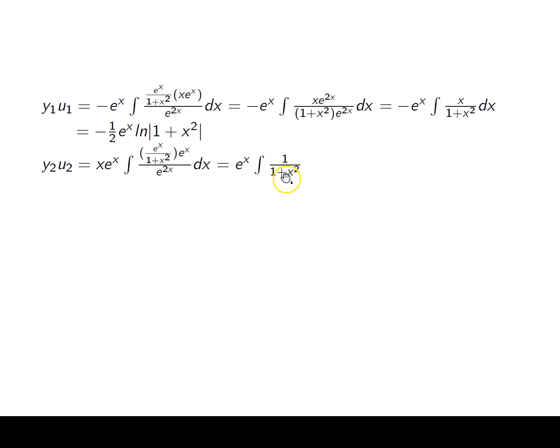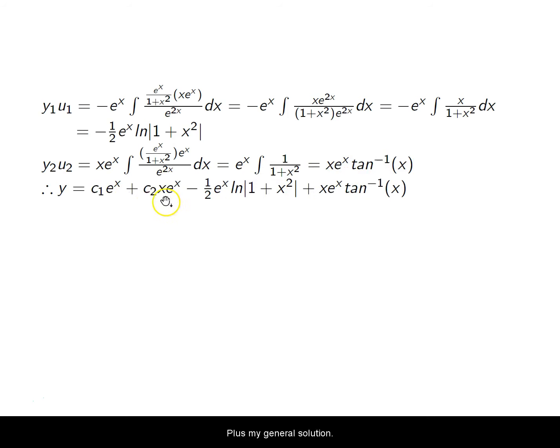If I do this integral, there's no x on top, so I'm not going to get another natural log. This is actually tan inverse. Sorry, I messed up a lot. This should be x e to the x, x e to the x. This is tan inverse, so this is my final answer. I'll make sure in your script that this is right. At least there's fewer mistakes this time. So this is my answer for y2 u2. This plus this is my particular solution, plus my general solution gives me this as my answer.